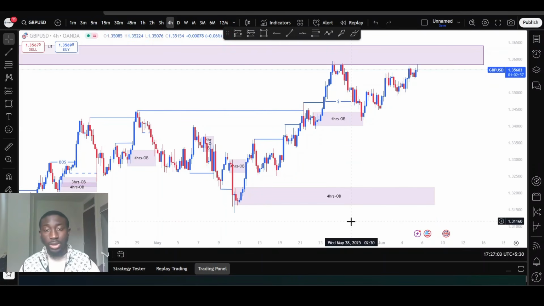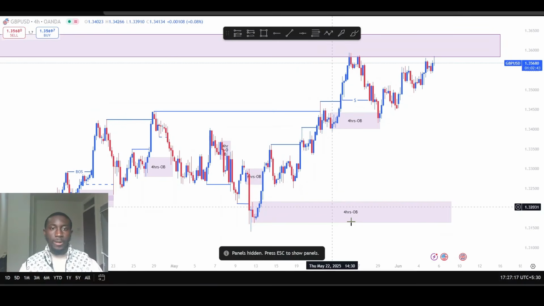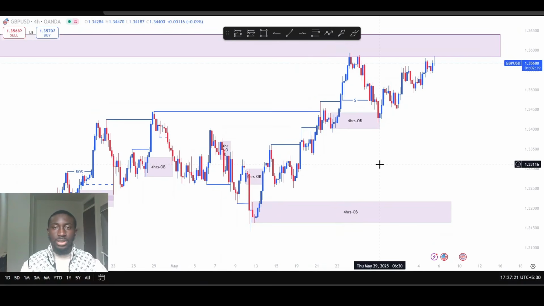So right now in this video, we're just going to be analyzing a series of pairs and seeing how the market is moving so you can learn from it, you know what I mean. As you can see on the screen, let me start with GBPUSD. This is the 4-hour GBPUSD, the 4 hours time frame.